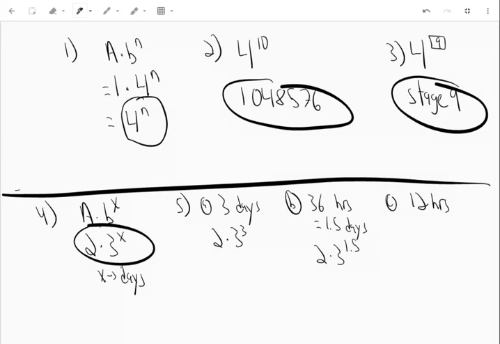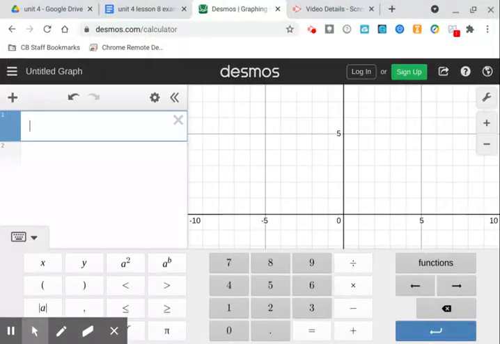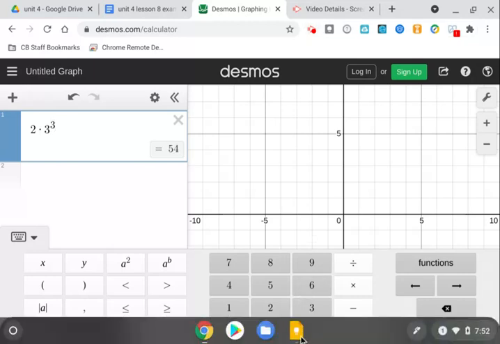And for C, we should know that 12 hours is half of a day. So I'm going to plug in x equals 0.5. So 2 times 3 to the power of a half. So let's quickly go on Desmos and find these answers. So we have 2 times 3 cubed. Okay, so there's your answer to A, 54.